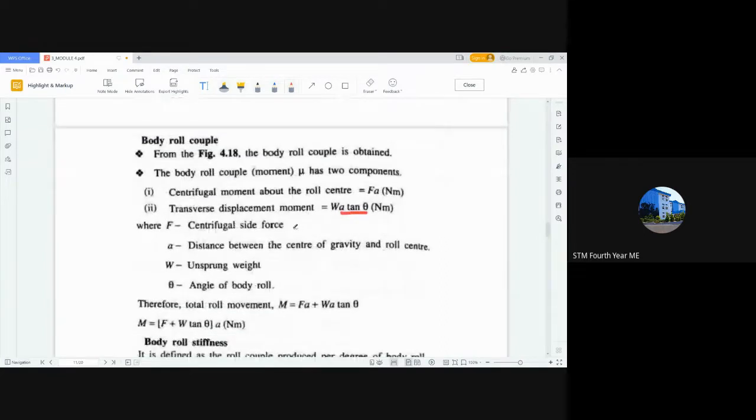If you want, you can write this down also, where F is the centrifugal side force, the resultant centrifugal side force acting through the center of gravity. A is the distance between the center of gravity and the roll center axis. Please mention axis also. W is the unsprung weight, the weight that is responsible for rolling of the body. Then comes theta, that is the angle of body roll, or the angle formed by the shift of weight.